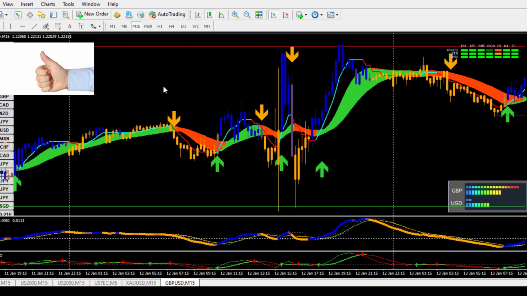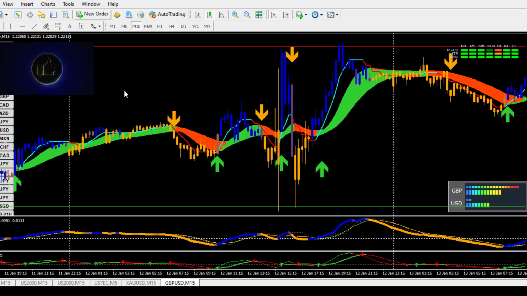I have combined a few indicators together to give us this perfect strategy, and all the indicators in this particular strategy are free.